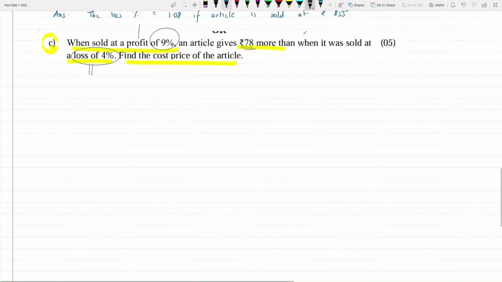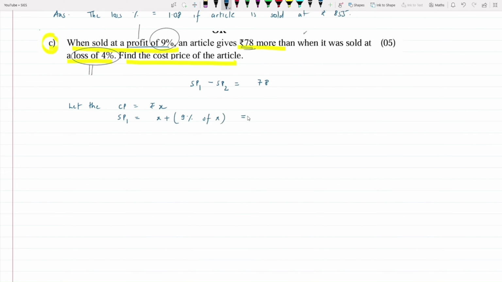So we have a simple algebra over here: the selling price in the first deal minus the selling price in the second deal is equal to 78. So we are going to take help of this observation. Now before we start, since we need to find out the cost price of the article, let the CP be X rupees. Now in the first transaction, the selling price gives us a profit of 9%. So we can say that the selling price 1 is going to be X plus 9% of X.